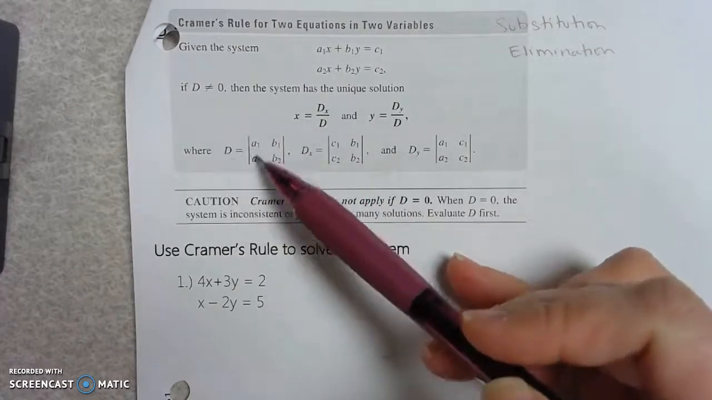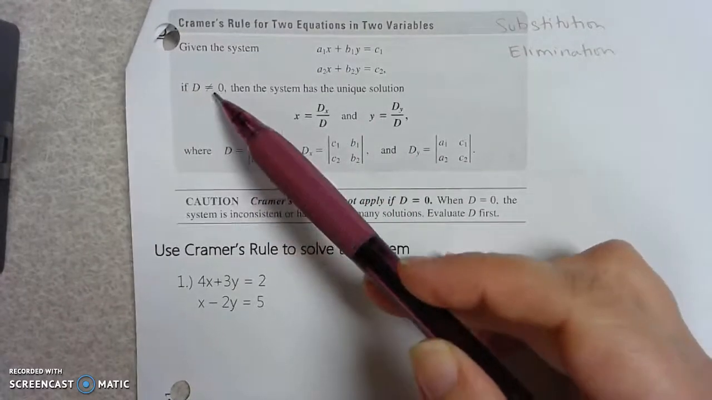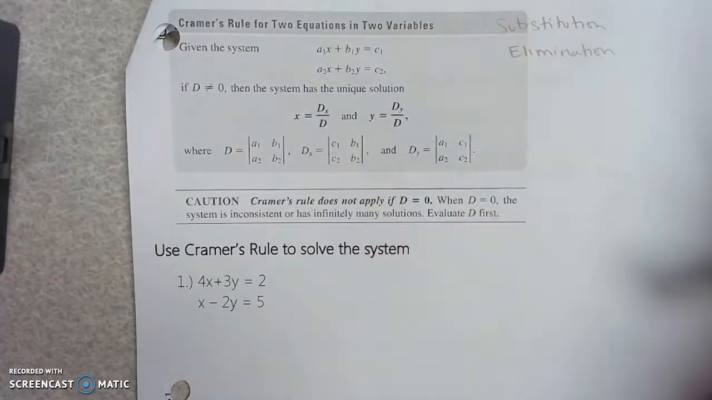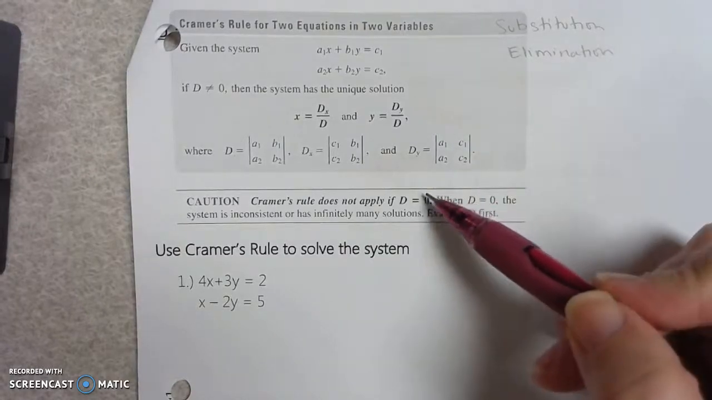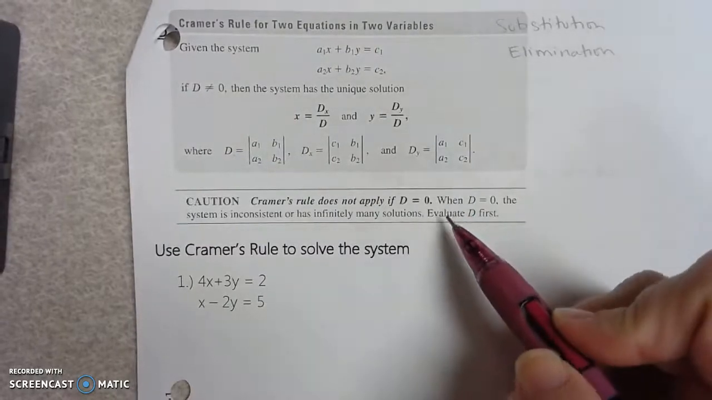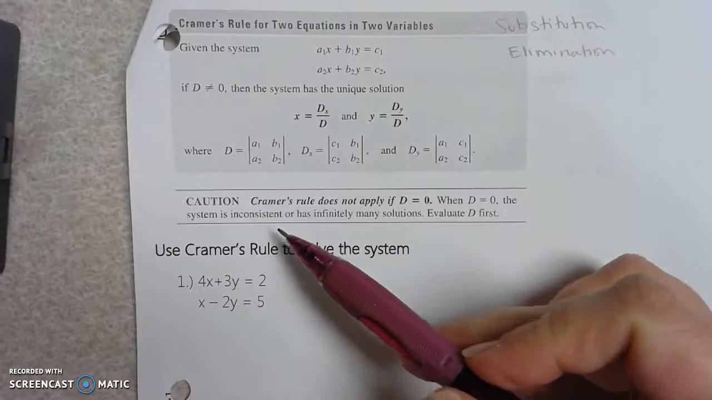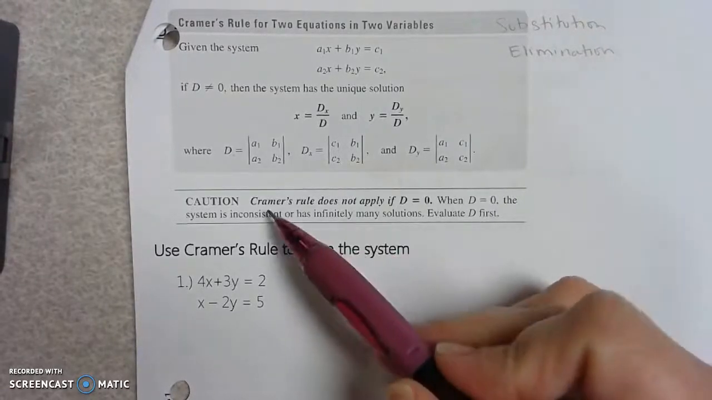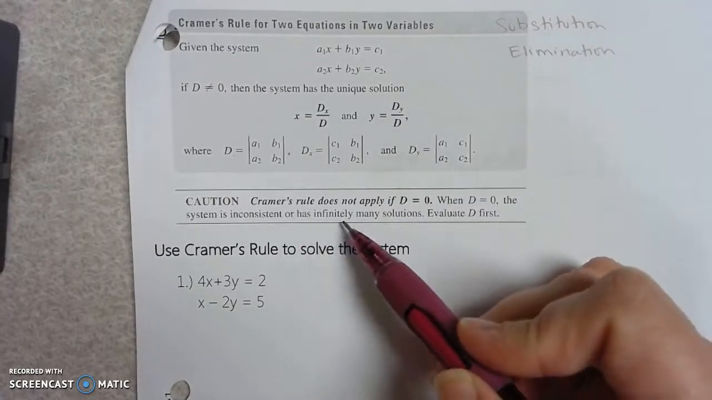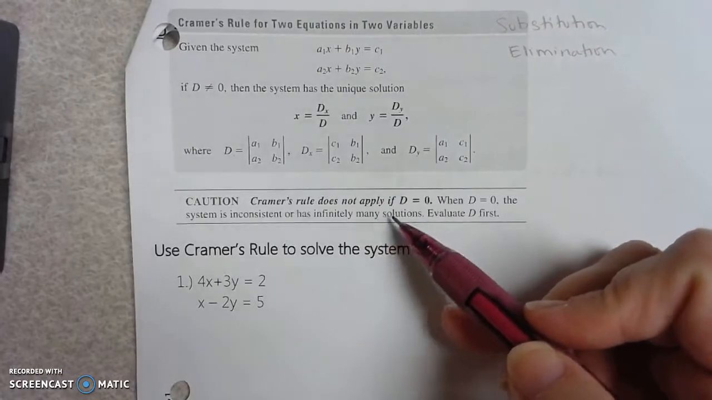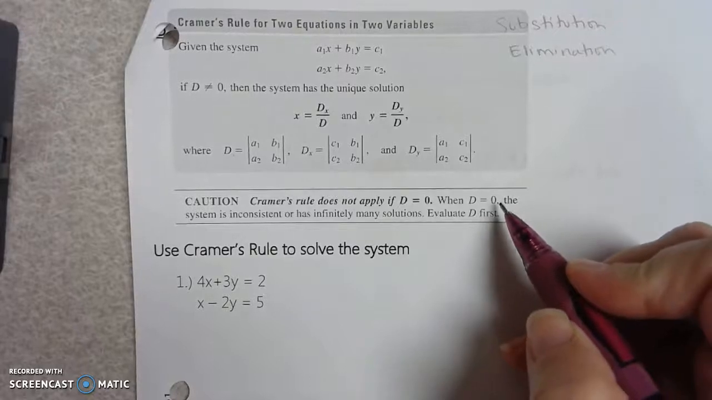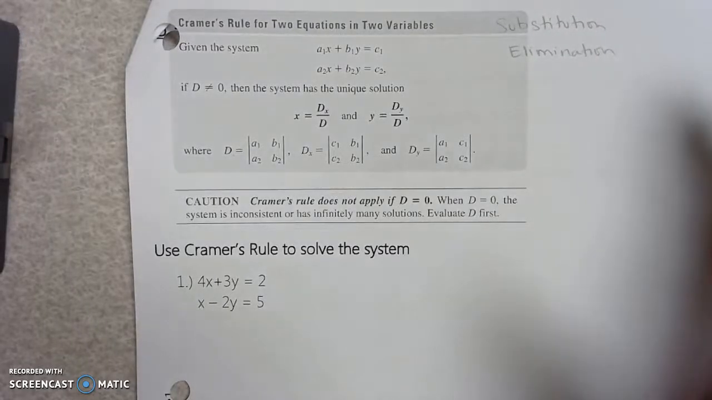Now when you set up the determinant known as d, if it equals 0, then Cramer's rule doesn't apply. So we can't use Cramer's rule if that happens. If d is 0, that means the system is inconsistent or has infinitely many solutions, meaning no solution that works for both, or there are infinitely many solutions, where we could fill in whatever we wanted. So we're going to evaluate d first, because if it's 0, we don't need to proceed any further.